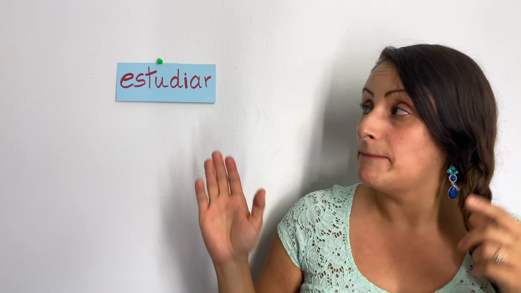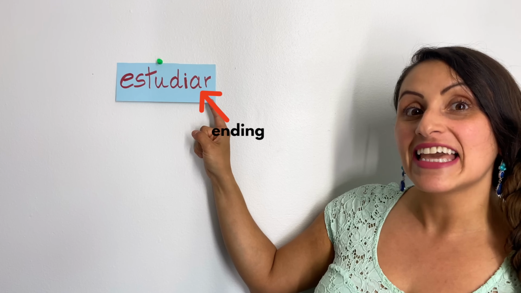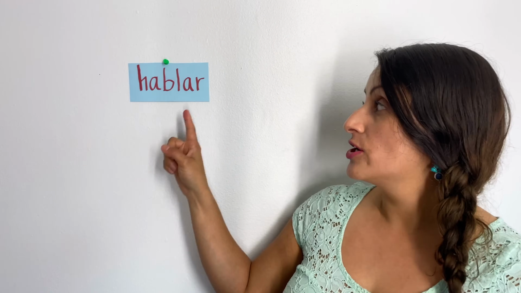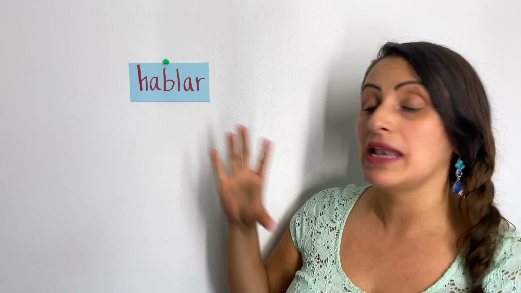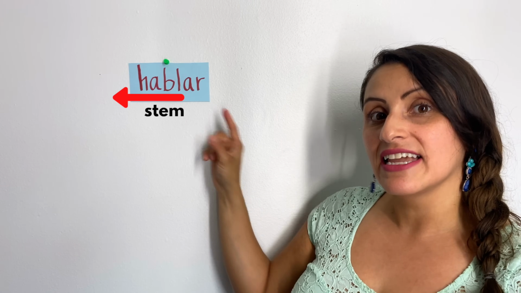It is extremely important that you remember them by those names, the ending and the stem, because it's going to be really useful to you. So one more time, the AR is the ending, whatever's left over, it's the stem. Here is another verb, the verb hablar. Remember that the H is silent, hablar, to speak. Again, AR is the ending, whatever's left over, it's the stem.